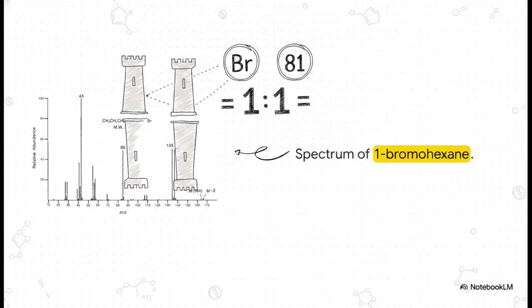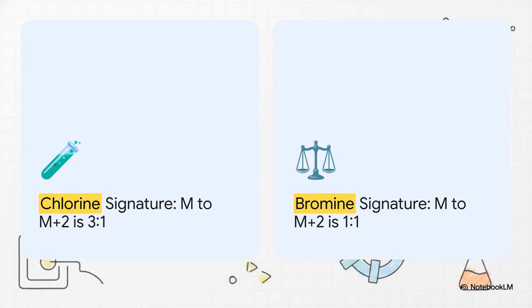It's incredibly obvious. So, as a mass spec detective, your very first move should always be to instantly check the high mass end of your spectrum. A 3-to-1 step down means chlorine is firmly on the scene, while those perfectly matched twin towers mean bromine is your culprit. It is the ultimate, undeniable chemical fingerprint.